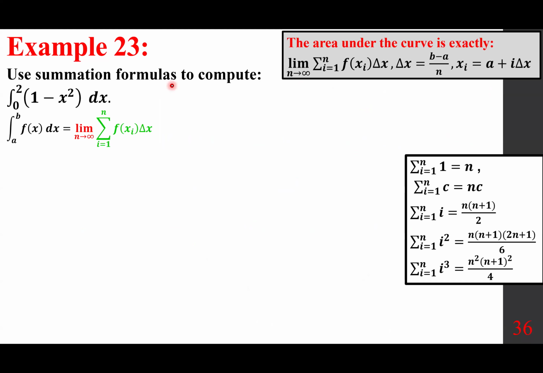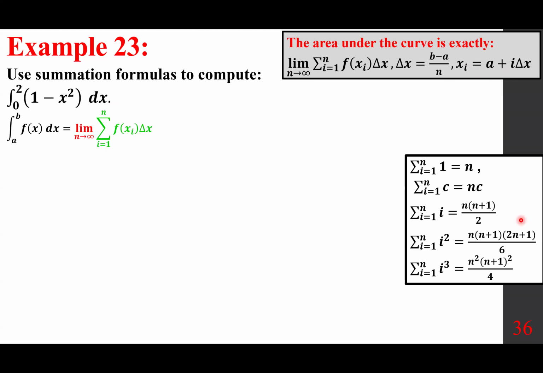Use summation formulas to compute the integral from 0 to 2 of 1 minus x squared dx. Well, we write the integral from a to b of f of x dx as the limit of the summation of f of x sub i delta x as i goes from 1 to n. And so we are going to follow that. There are a few things that we need to remember. First of all, the definition of the area using the limits. Then delta x is b minus a over n. Then x sub i is a plus i delta x. And these are some information that are handy.